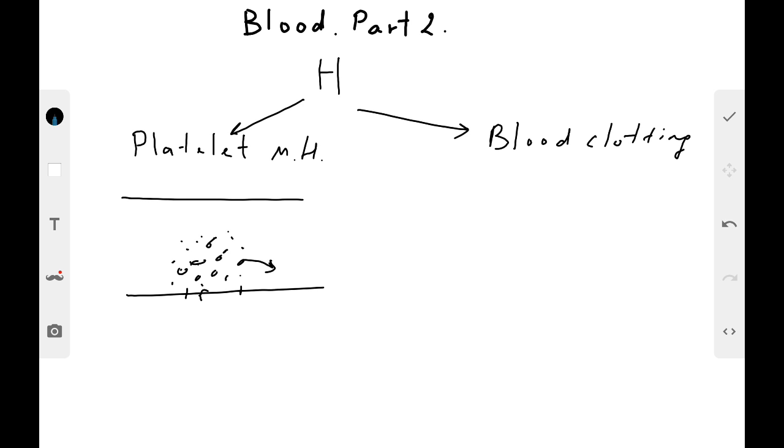For example, serotonin, thromboxane A2, and ADP, and other factors that induce vasoconstriction. So the next phase is vasoconstriction. This blood vessel constricts, decreasing the blood flow through it, and it decreases the blood loss. This is very important. Next phase is activation of platelets and the change of their shape.